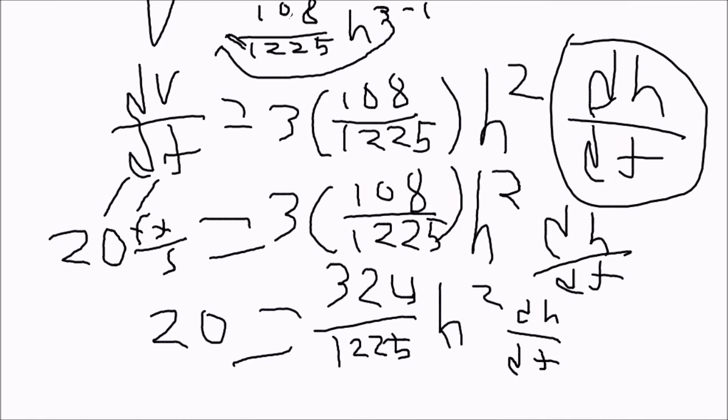Okay, so now we need to go to the next step, which is taking the 20 and dividing it by this, just putting this over here, and leaving the h squared here.